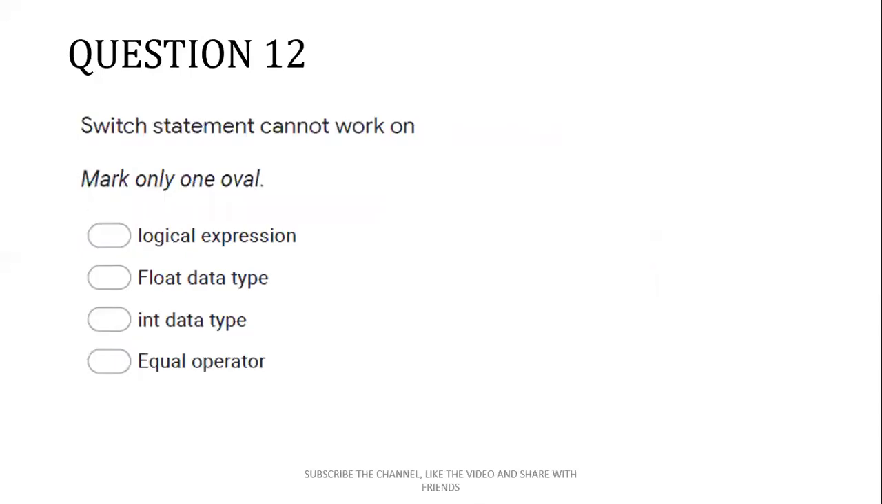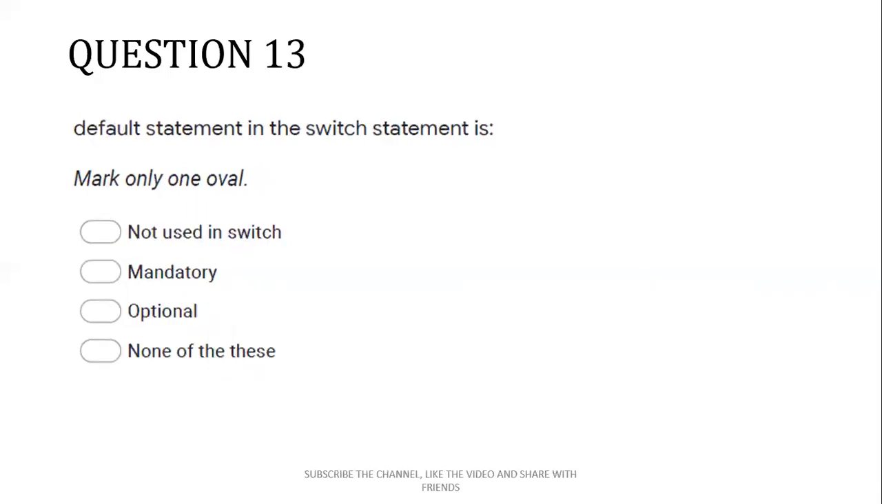Next question: a switch statement cannot work on which of these? You can use a logical expression inside switch. Float data type, yes, this is the wrong usage, so according to your question, it is the correct answer. Float data types are not allowed in switch statements. The rest are allowed. So it is the correct answer.